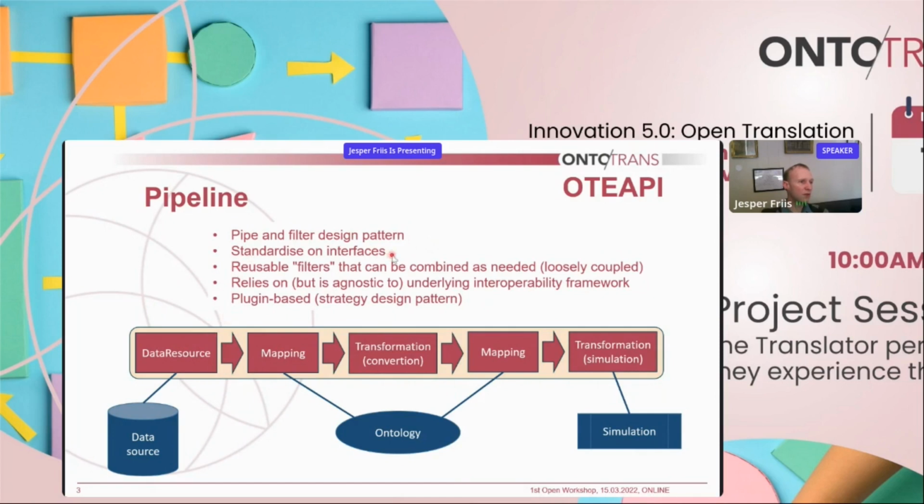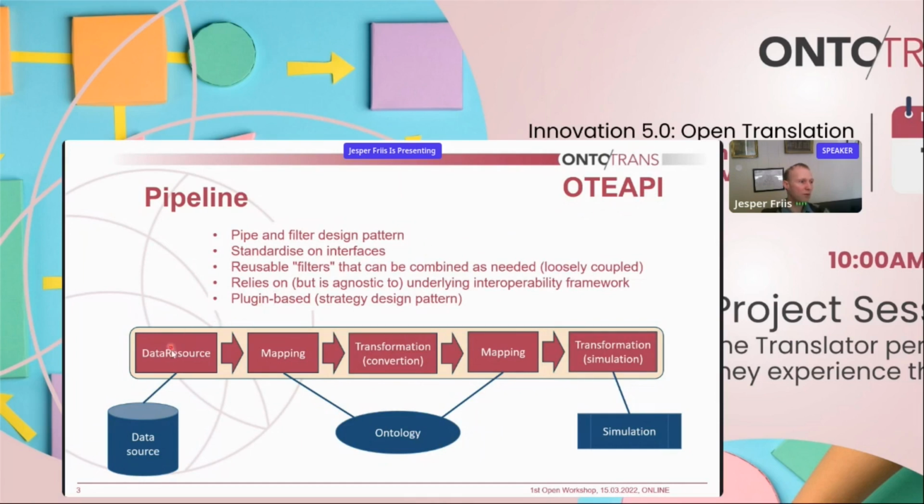What we do is standardize on the interfaces to make this system pluggable. It's also important that these filters can be connected, but they are loosely coupled, and there are no very strong dependencies between them. This makes the system much more manageable and maintainable. Of course, in order for such a system to really be pluggable and work, you need an underlying interoperability framework. But the OTE API itself is agnostic to such a framework. It assumes you have one, but you can use different frameworks. In OntoTrans, we are using the DLite framework, but that is not a requirement in order to use the OTE API.